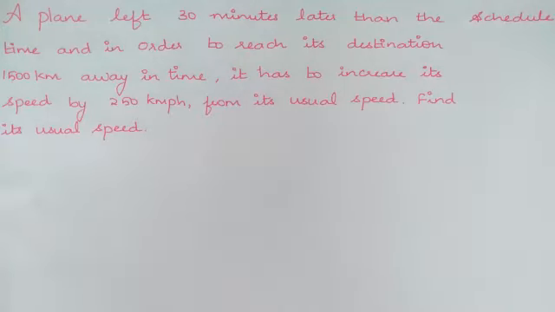A plane left 30 minutes later than the scheduled time, and in order to reach its destination 1500 kilometers away in time, it has to increase its speed by 250 kilometers per hour from its usual speed. Find its usual speed. So this is the question.